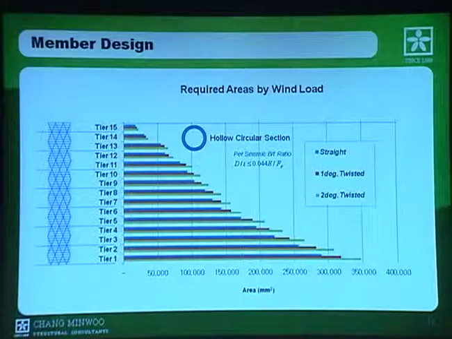And this is a comparison of the size of the Diagrid member for each prototype model. So as you can see, in the 2-degree twist model cases, the member size is larger than in the straight and the 1-degree twist models. So as you can see here.